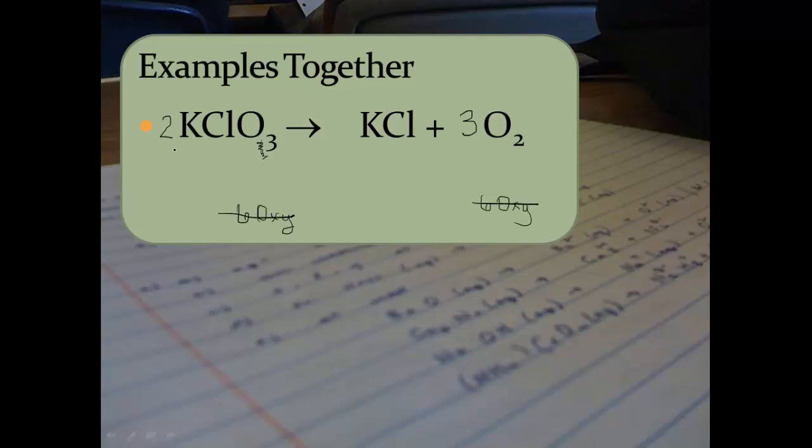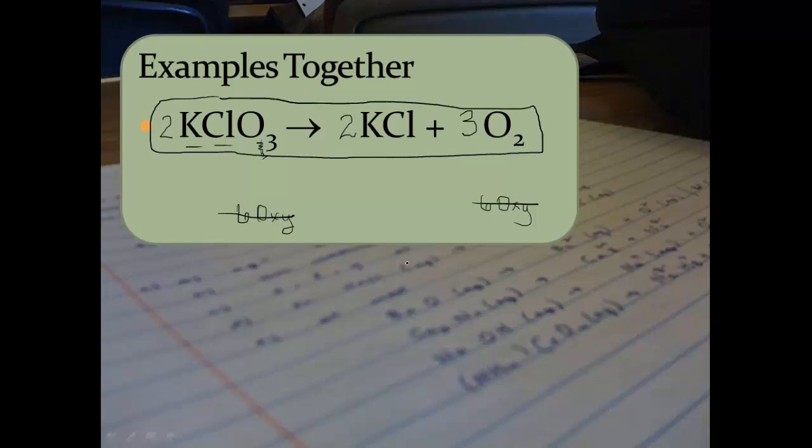Now you have to pay attention. Again, keep track of your inventory. I now have 2 potassiums and 2 chlorines. So I need to take that into account on the other side. So I put a 2 right there. So my balanced equation is 2 potassium chlorates produces 2 potassium chlorides and 3 oxygens.